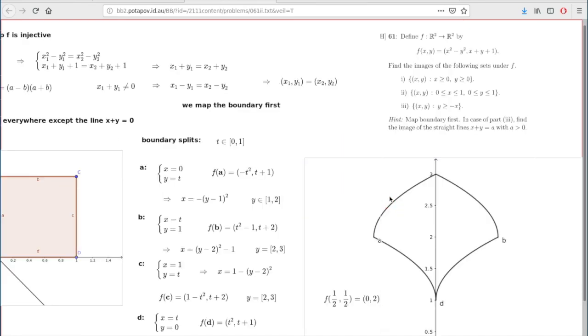and that's a contradiction. Hence, the entire square goes into the interior of this spade-like shape, and that's how you find the image in part 2. This is it. Thank you very much.